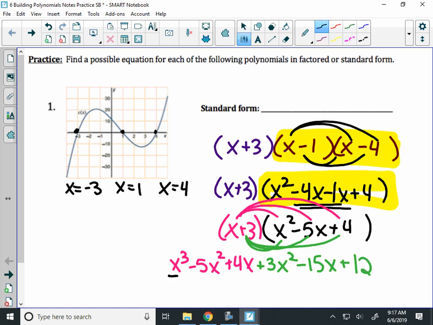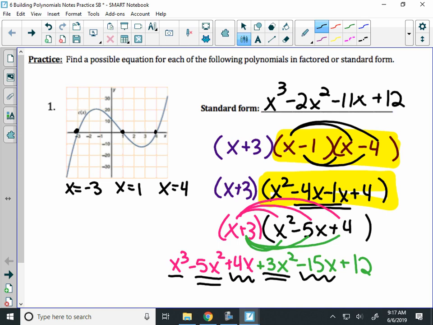So x cubed is the only one. That's the first term. Minus 5x squared plus 3x squared is -2x squared. 4 and -15 is -11x. And plus 12 on the end. All right, now you can check your work. You can see if the picture looks about the same. You would type those both into Desmos and see if you got the same answers.